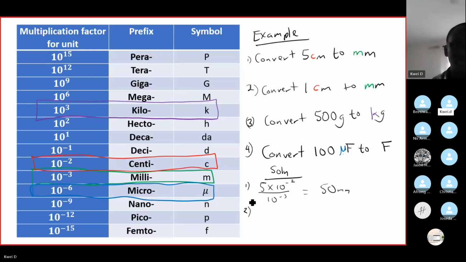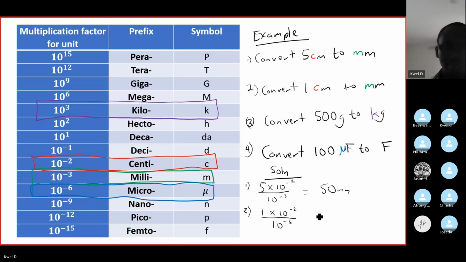All right, what about question 2? Question 2, I got 10 millimeters. And what did you do? I did 1 times 10 raised to the power negative 2 divided by 1 times 10 raised to the power negative 3, and that gave you 10 millimeters. So you see, we say 1 centimeter is equal to 10 millimeters.